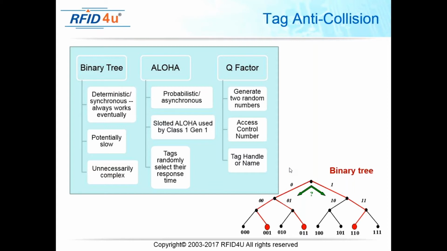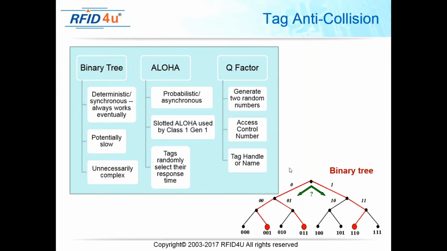Yes, Gert here. I have a question. If there are a high number of tags in the interrogation zone, then it could very well be that there are two of the same random numbers. It is possible. Yes, that's possible.